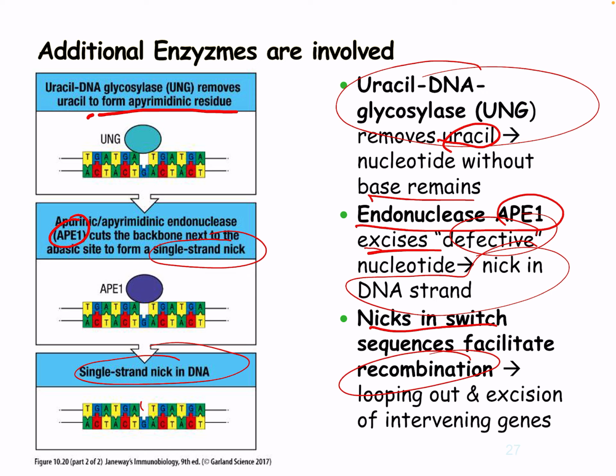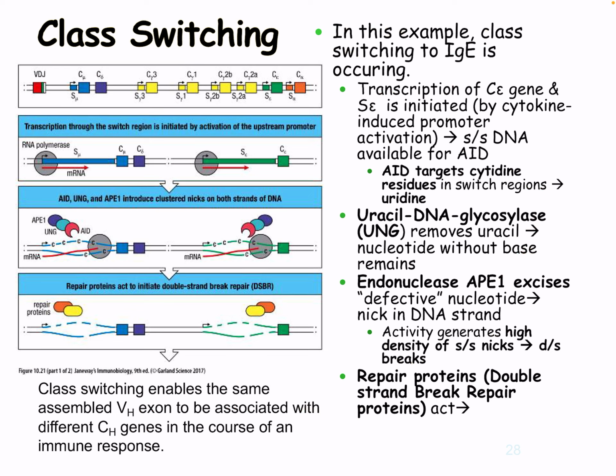So now we need to fix this error. And this results in looping out and excision of the intervening genes, as those loops we saw earlier, where it comes out and then it gets spliced. So in this example, we have class switching to IgE occurring. So remember that involves epsilon. So you can follow the epsilon logos. We see here, epsilon. So we have transcription of the C epsilon gene, and the switch epsilon is initiated by cytokine-induced promoter activation. So we have single-stranded DNA available for AID.